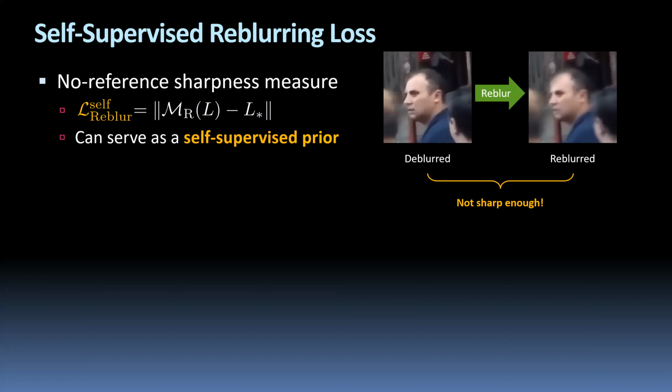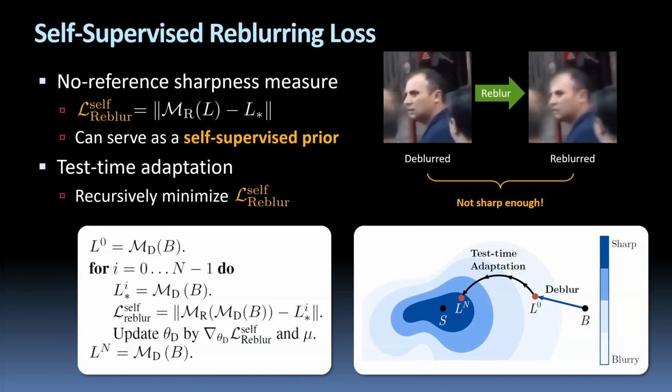In addition to the supervised reblurring loss, we could further build a self-supervised reblurring loss. If an image is sharp enough, the reblurring model should not be able to amplify the blur in it. If the reblurred image is blurry, we can optimize the deblurring model with a self-supervised loss. The test time adaptation with several iterations can further improve the image sharpness.